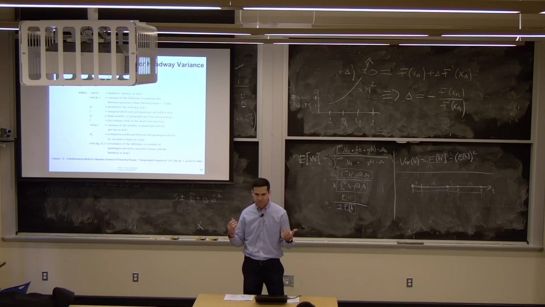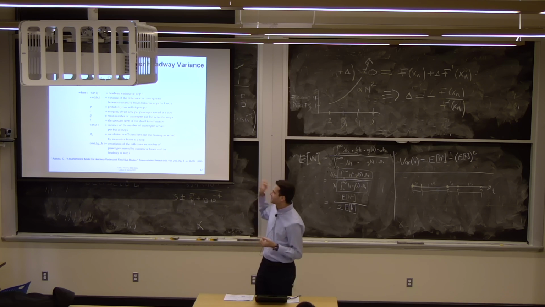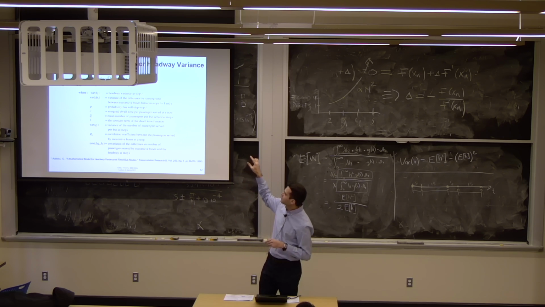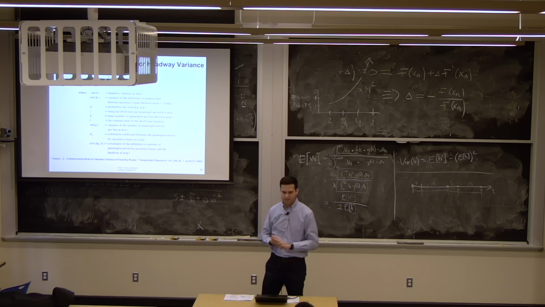So the key takeaway from this slide is not exactly why this is the right equation. If you're interested in that, read the paper. But I am interested in understanding what goes into this equation in terms of what components lead to a higher variance at some particular stop. Okay?